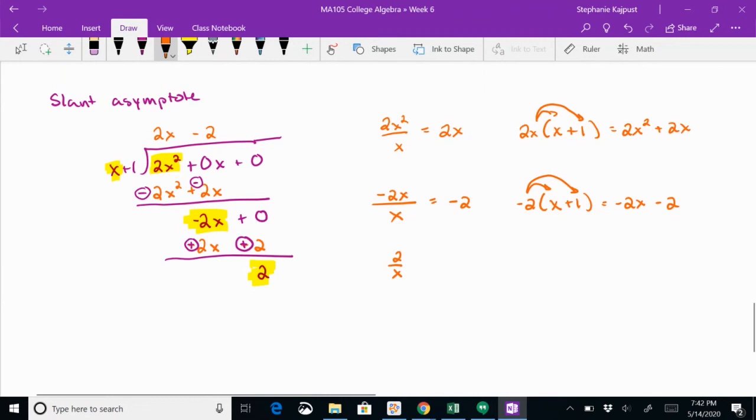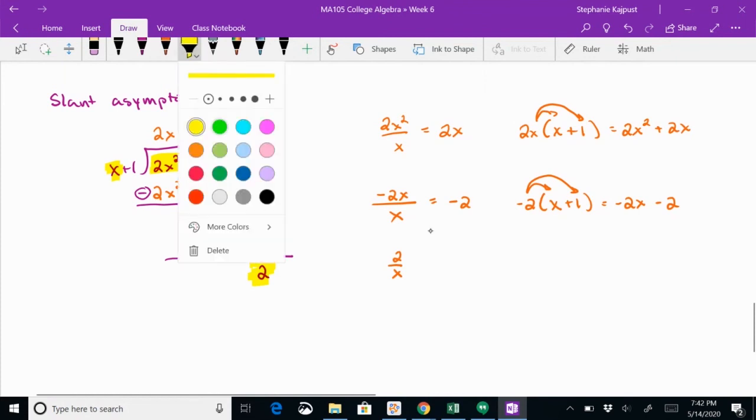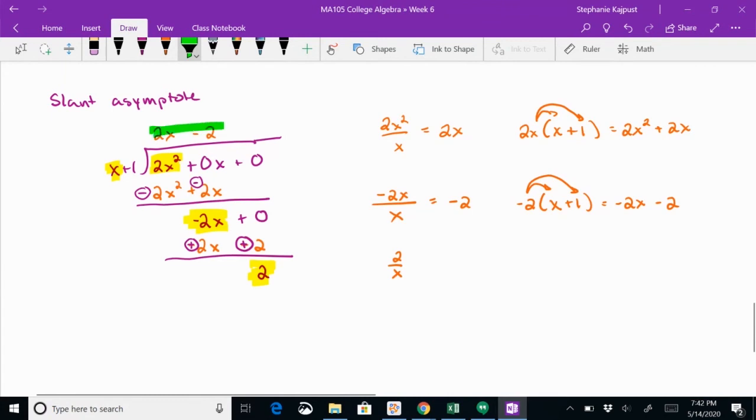So that tells us when we have a remainder. When we're finding the slant asymptote, we don't care about the remainder. We only care about what is on the top here. So that is our slant asymptote. So we're going to get y equals 2x minus 2 as our slant asymptote.